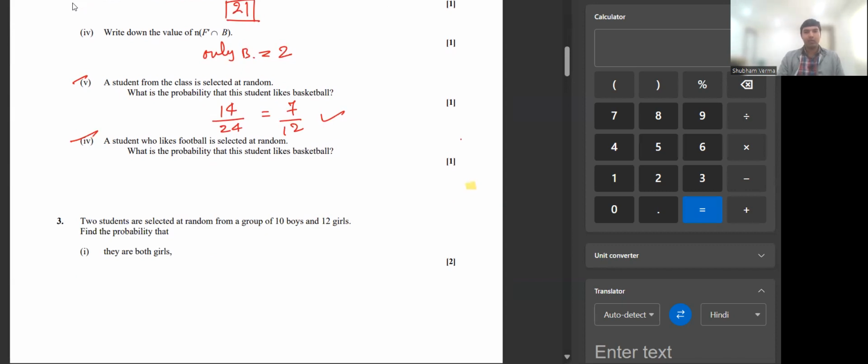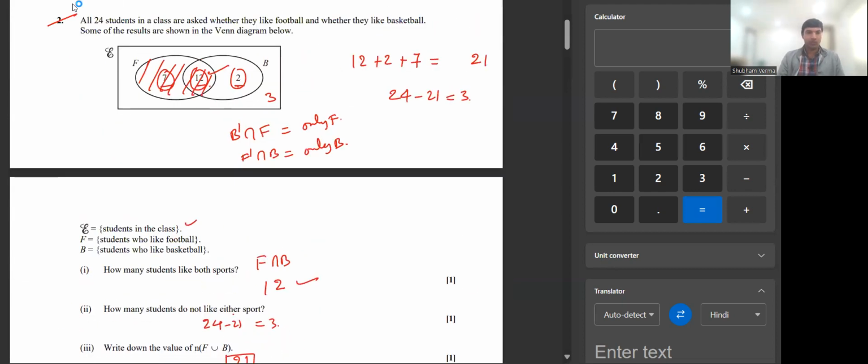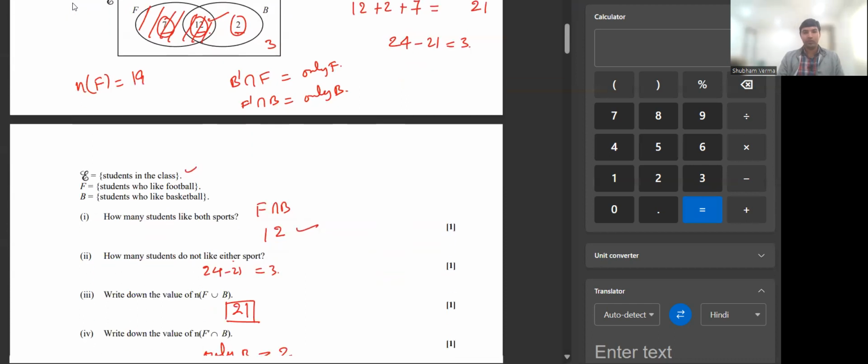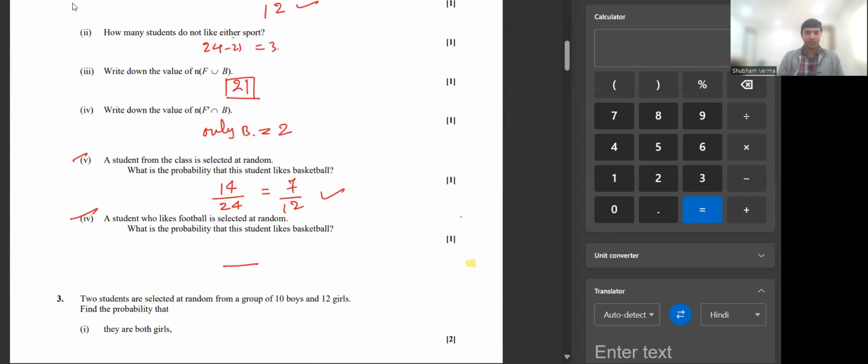Next one. A student who likes football is selected at random, right? So we are given that the selected student is a student who likes football. So I should know how many students are there who like football, right? So n of F is equal to 19, 12 plus 7. So the number of students who like football is 19. So this is our total sample space. And out of these students, what is the probability that the student likes basketball? That means this is nothing but F intersection B. So F intersection B, that is nothing but 12 divided by 19. So that is your answer.